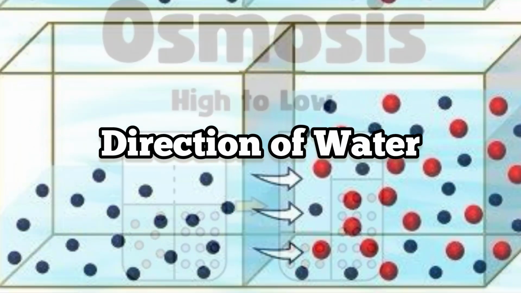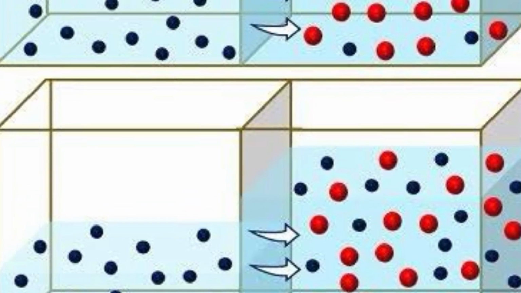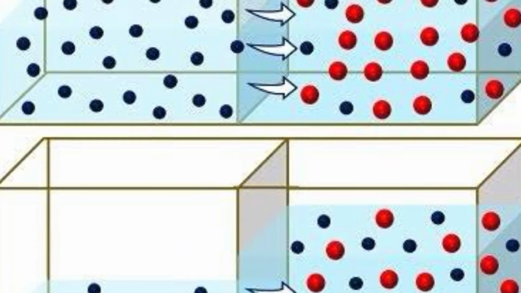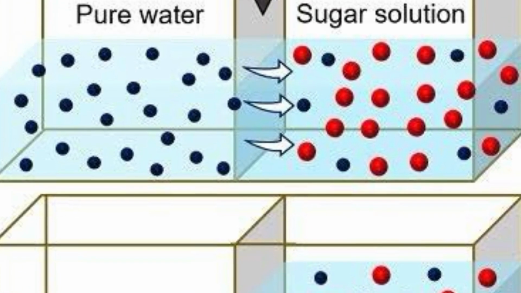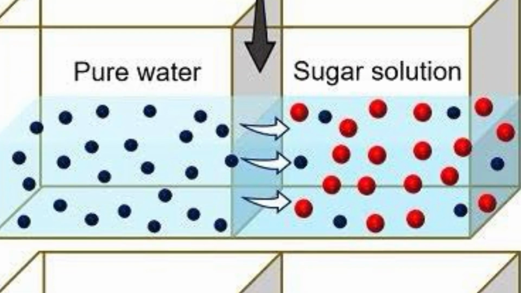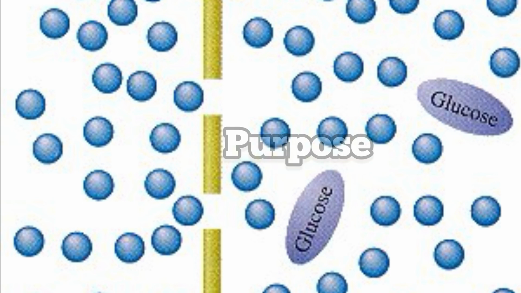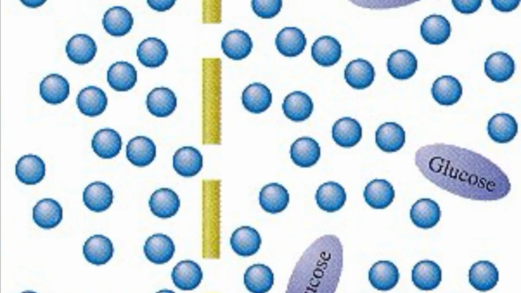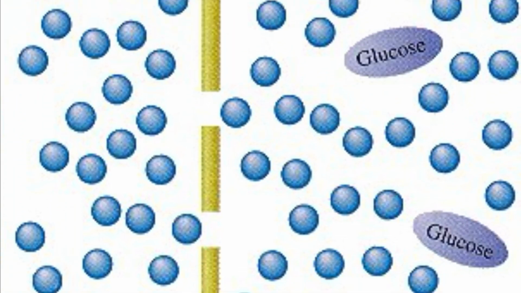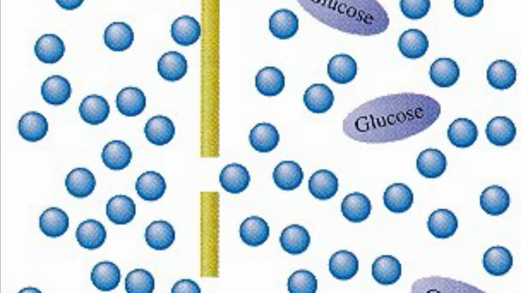3. Direction of water. Water moves toward the area with higher solute concentration, lower water concentration. And 4. Purpose. It functions to balance solute concentrations, or achieve equilibrium, on both sides of the membrane.